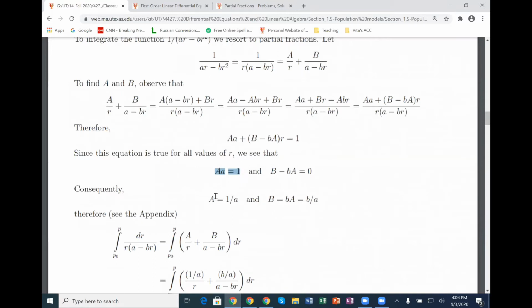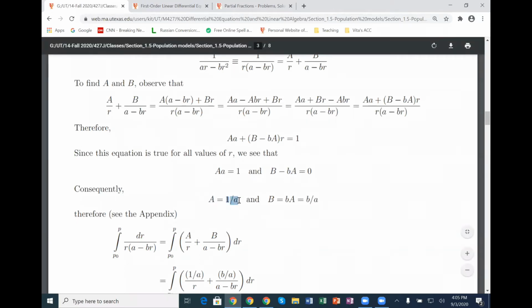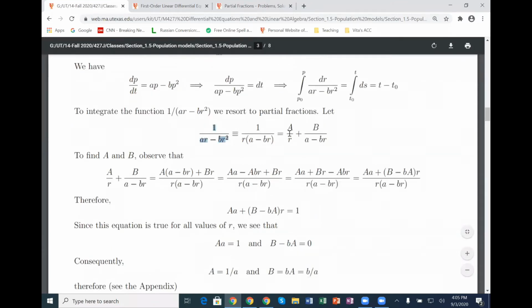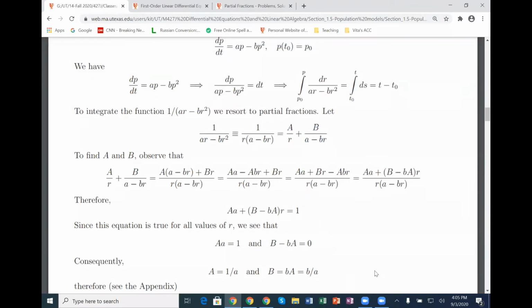According to what is written here, capital A is 1 over lowercase a. According to what is written here, if you move BA to the right, capital B is BA, but A is 1 over lowercase a. Replace this by this, you get B over A. So, if capital A is 1 over A and capital B is B over A, this is identically equal to this. Folks, let me stop over here.